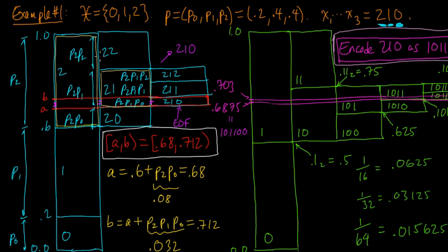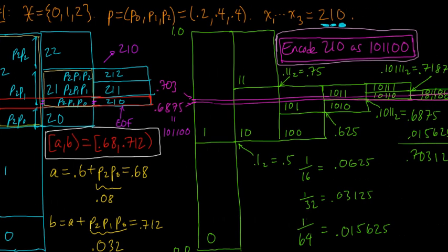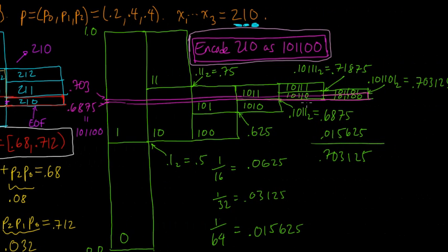We'll talk about later how you can modify this, and it's pretty straightforward actually, to handle very arbitrary models of the source. I also want to make a point of clarification here. When we got to this point right here, 1011, in this conceptual second part of the process, we had a number, 0.6875, that was contained in the interval from 0.68 to 0.712.